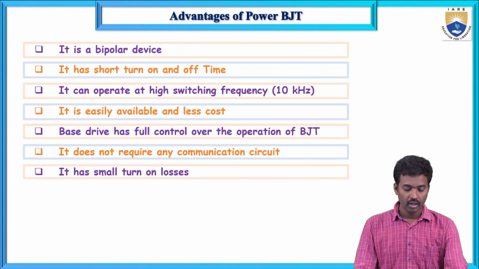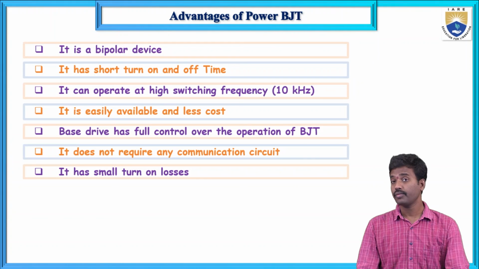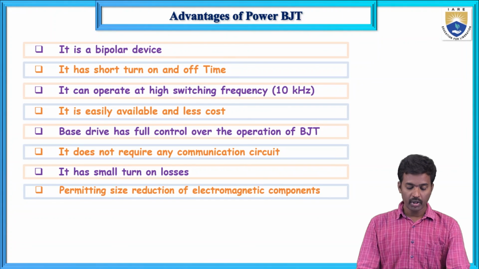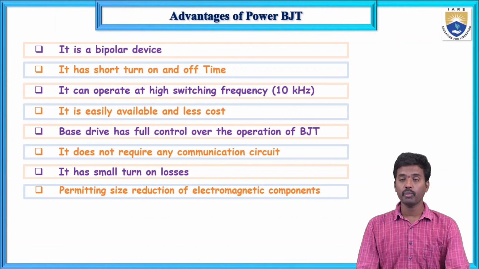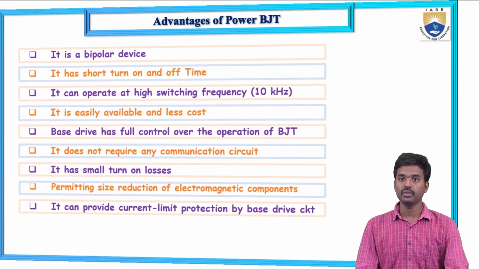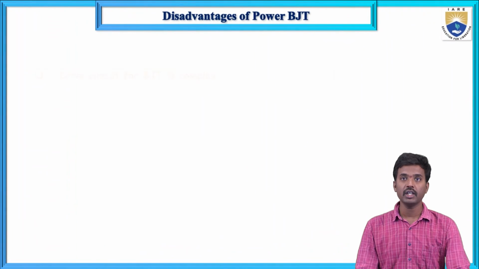In case of a thyristor, SCR, we need a commutation circuit, but here it will not be required. It has small turn on losses, permits size reduction of electromagnetic components, and it can provide current limit protection by base drive circuits.